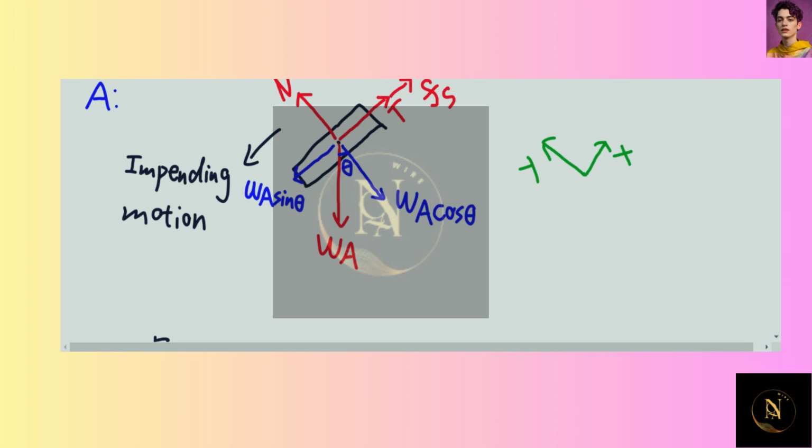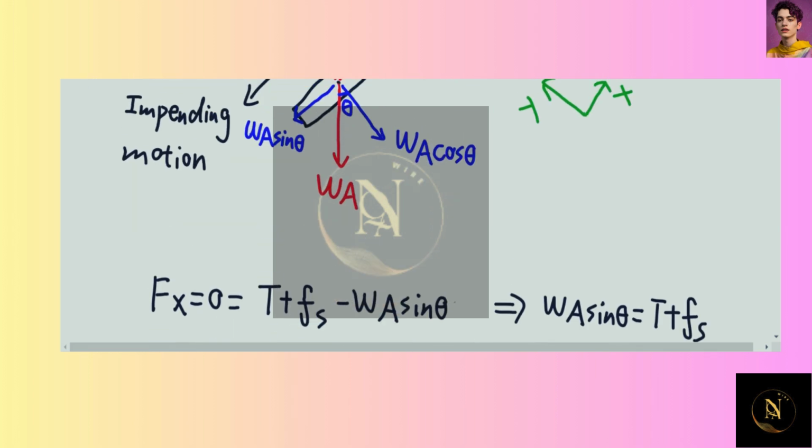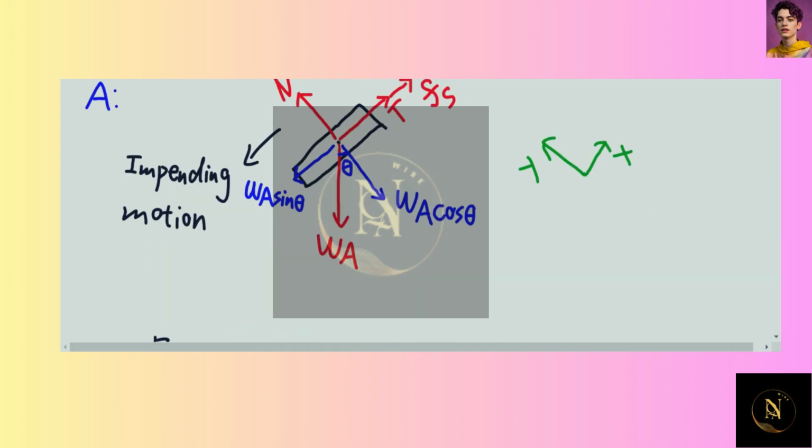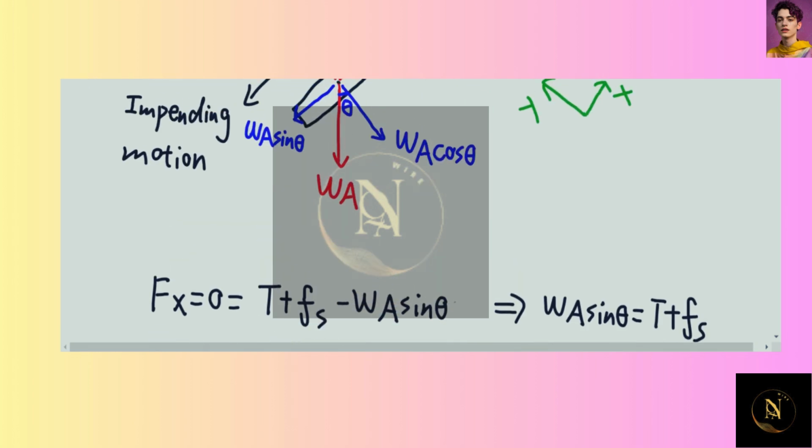If we consider the y-axis perpendicular to the surface and the x-axis along the surface, we can decompose WA. WA cosine theta is the y component of WA, and WA sine theta is the x component of WA. We know block A at this point is in equilibrium.